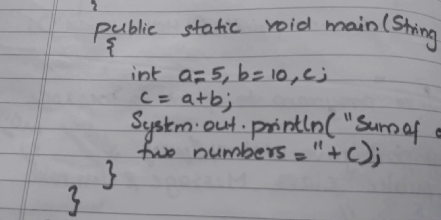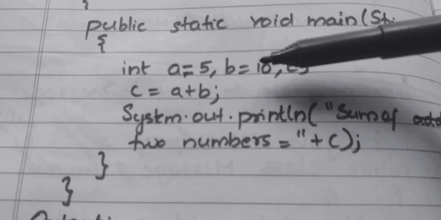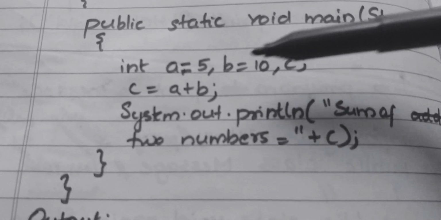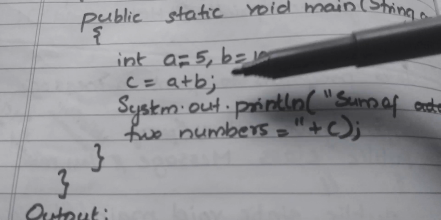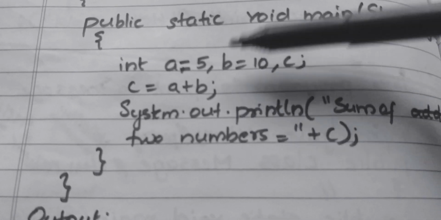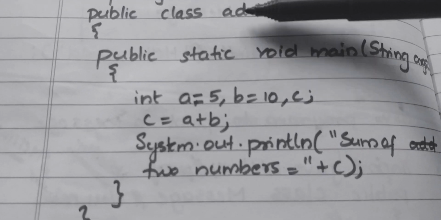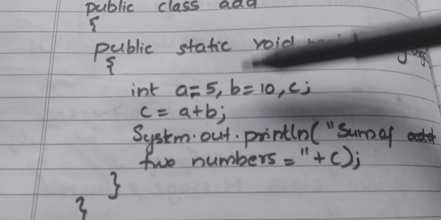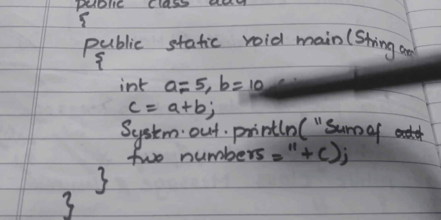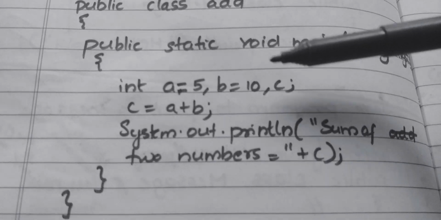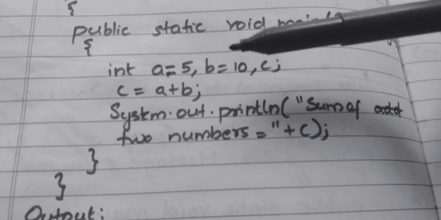Clear? So the next line is, after that give a comma, then the next variable. I am going to store my second number. You can give any number, and you can give your own variable names. Keep in mind that the class name and variable name should be different. Don't give the same name over here. If you give the same name, then an error will occur. Clear? So I am going to store my second number in this.